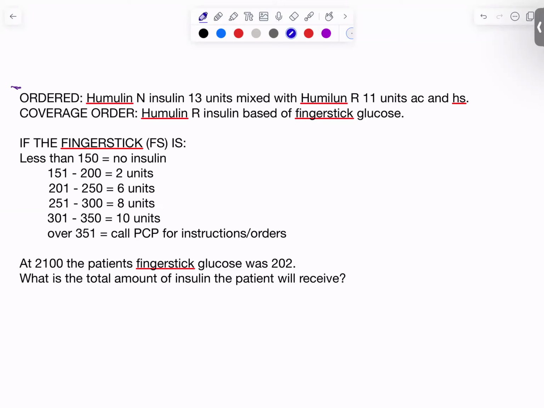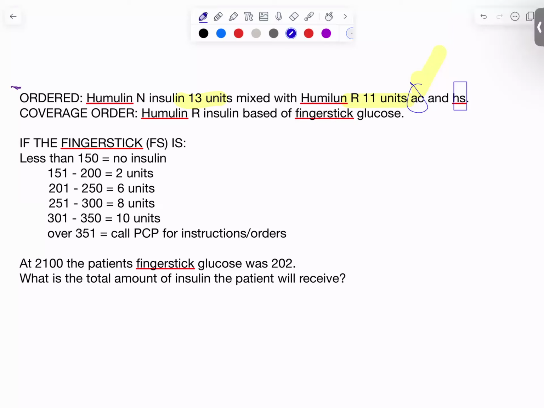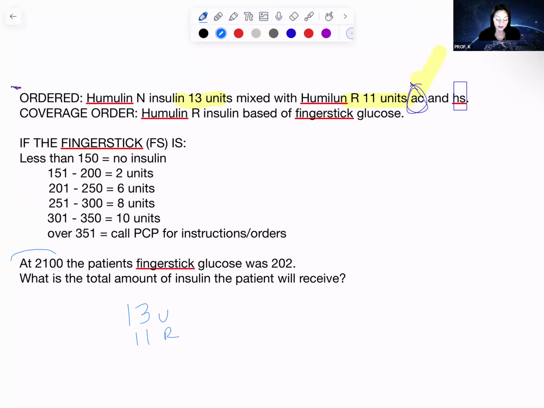Fine, beautiful, love it. All right, the doctor says he needs 13 units of N, which is long acting, 11 units of R before meals, AC, and HS. And what's HS? Hours of sleep, which is bedtime. So AC and HS. No worries, we got this. So we're going to give 13 units of N, 11 units of R before meals and at bedtime. And this is happening at 2100. So maybe this is bedtime, I don't know.